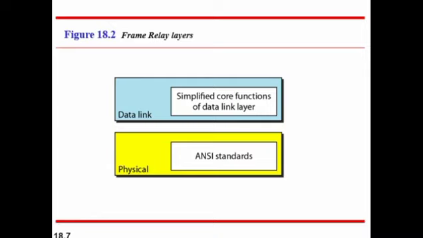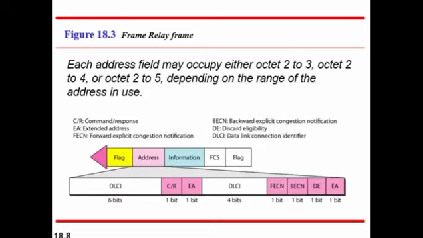On the data link layer, frame relay has simplified core functions, and in the physical layer it works on the ANSI standards, right? So here you can see the frame relay frame. We have the DLCI and CR. What is CR? That is the command response. EA, what is EA? Here you can see that it is the extended address.